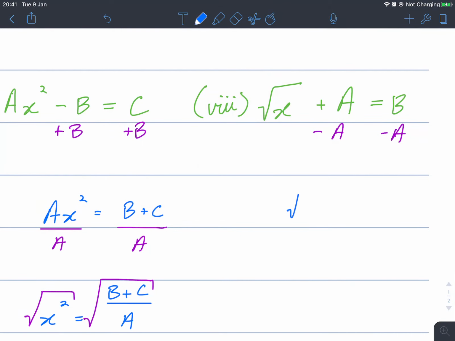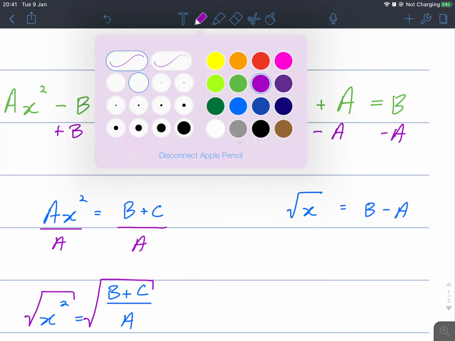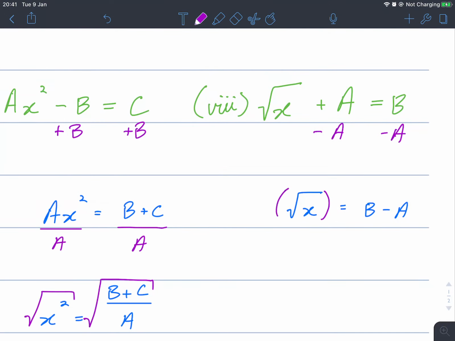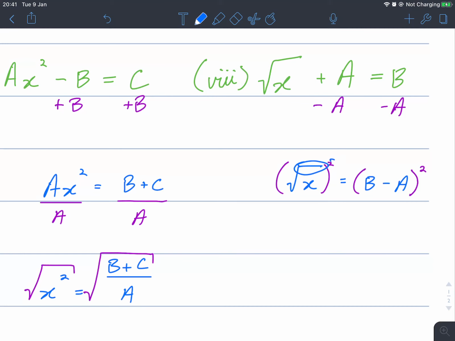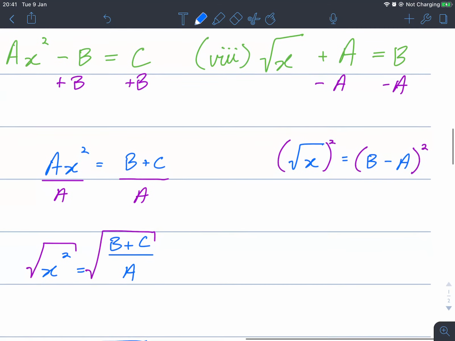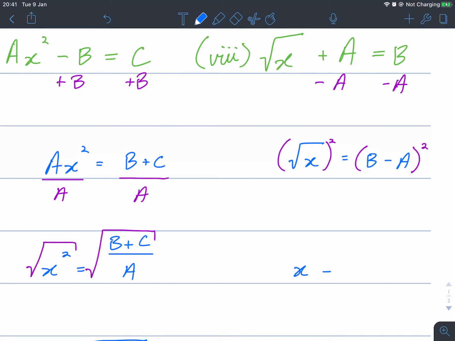This gives us square root of X equals B minus A. Now we're going to take the square of both sides. So I'm going to take this number and square it, and do the same thing here. These two symbols will cancel each other out, leaving us with just X by itself equals B minus A, squared.